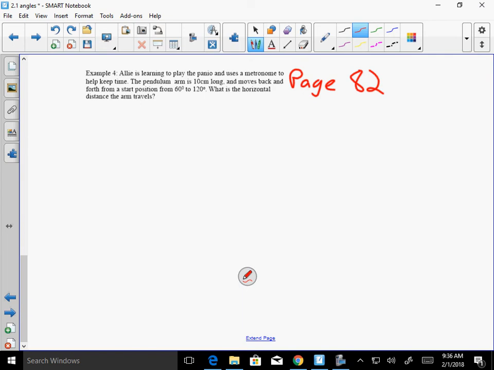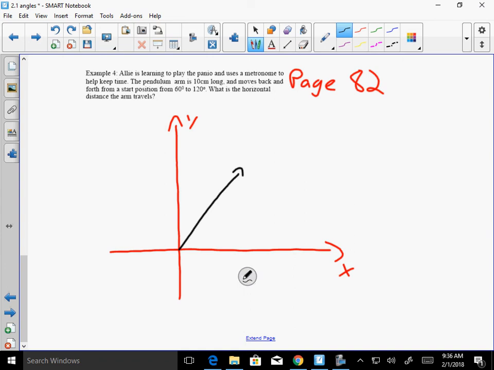Okay, so basically, start like this. I have a pendulum. We know the pendulum arm is 10 centimeters long, and we know it moves back and forth from a start position of 60 degrees. Then it swings this way, 10 centimeters, and it's going to go a total of 120.